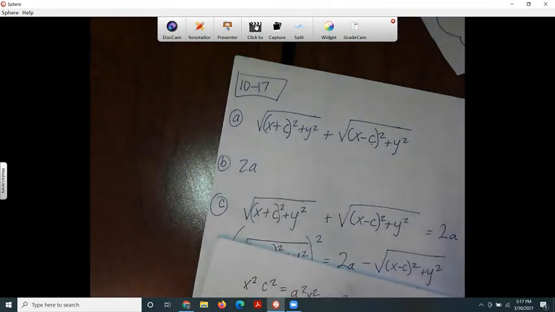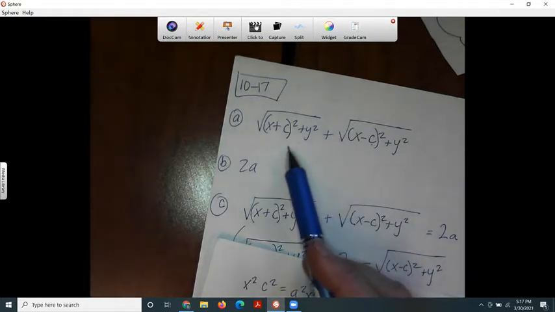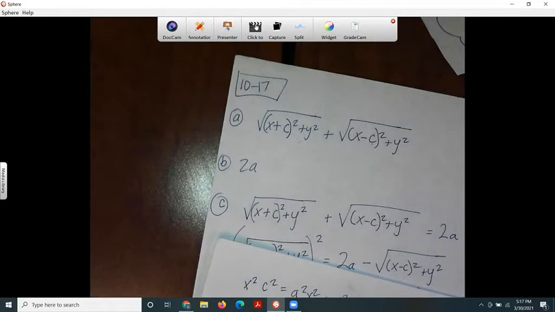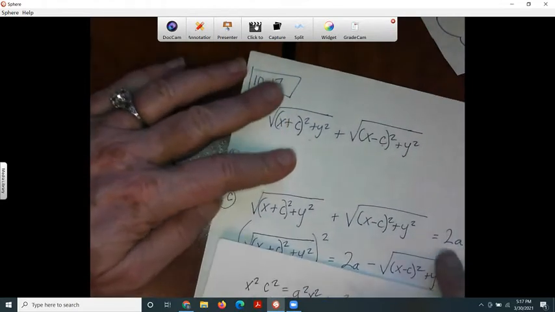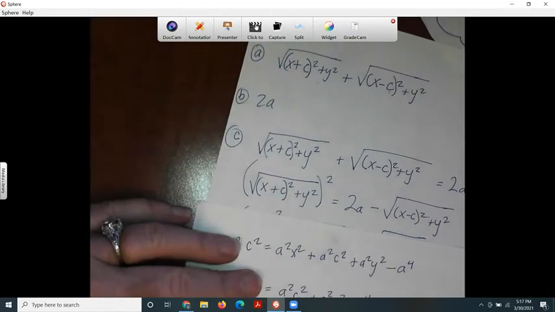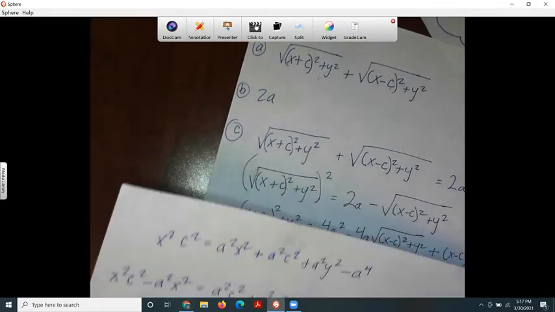And then letter C says use the definition of an ellipse with your expression from part A to create an equation for the ellipse. So we know that the distance of that one dotted line plus the distance of the other one is equal to 2A. So we set it like this, and then letter D, that's where things start getting really fun.